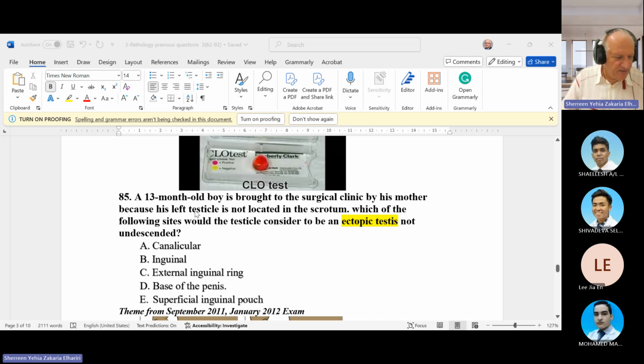Okay, next question, which has a lot of debate. A 13-month-old boy is brought to the surgical clinic by his mother because his left testis is not located in the scrotum. So this is either an undescended or an ectopic testis. Which of the following sites of the testis is considered ectopic?